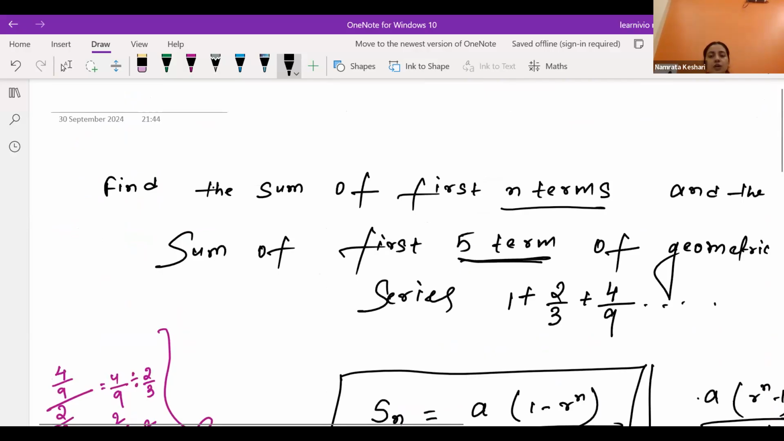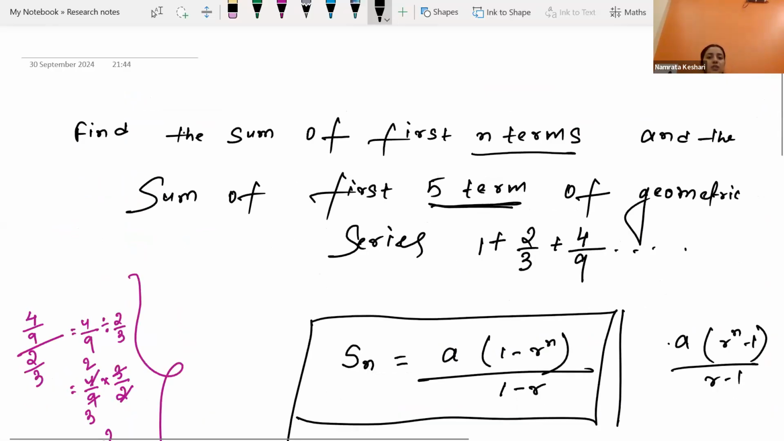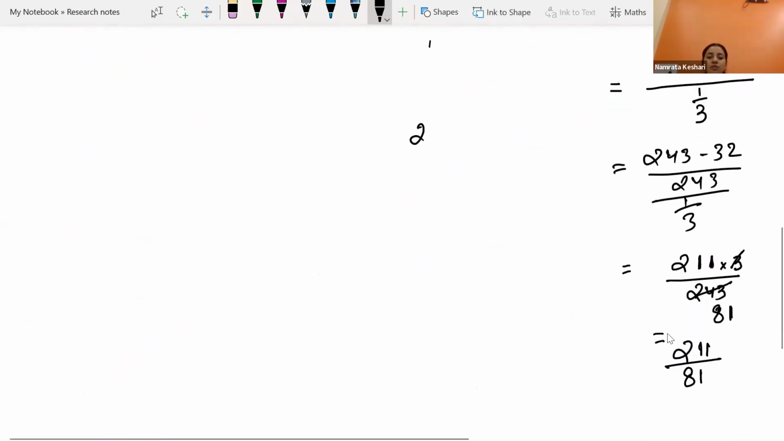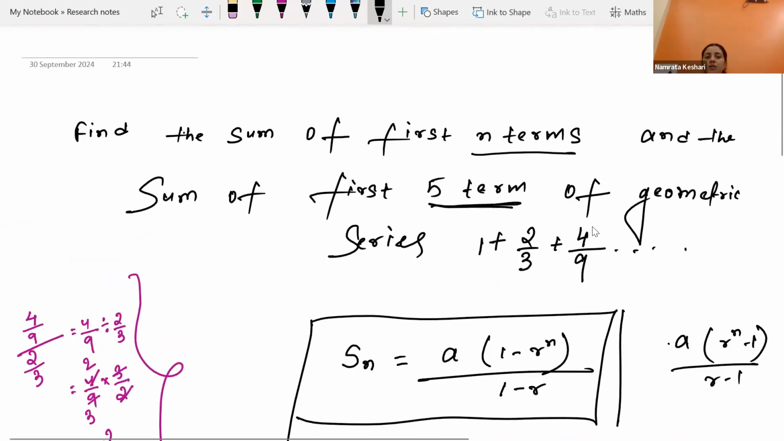This formula is completely simplification based. We just did the simplification and got the sum of the first 5 terms. Here the question says to find the sum of the first n terms.